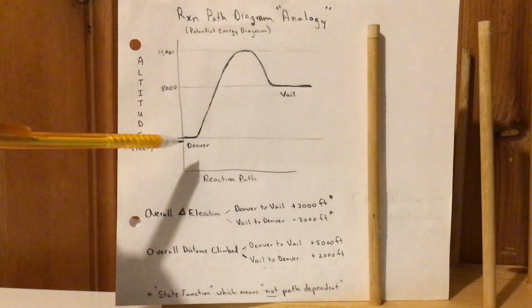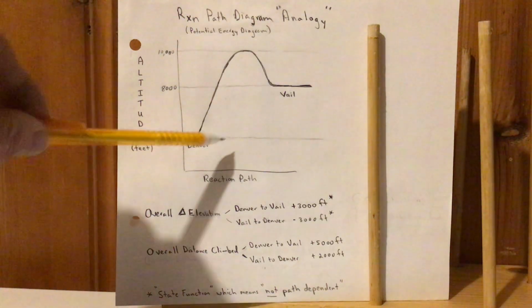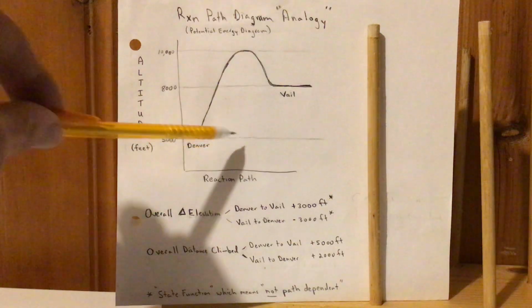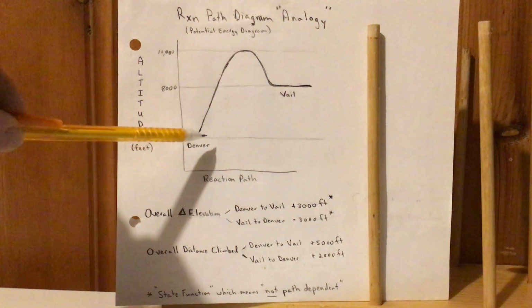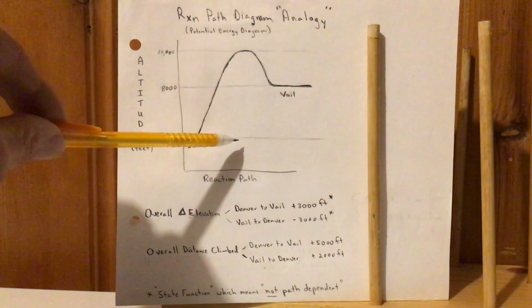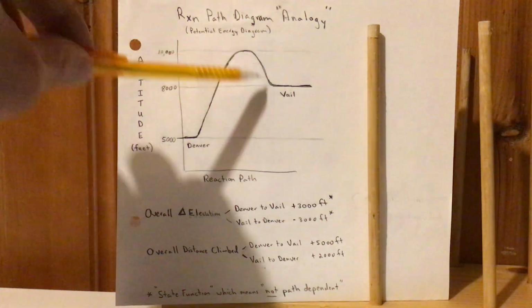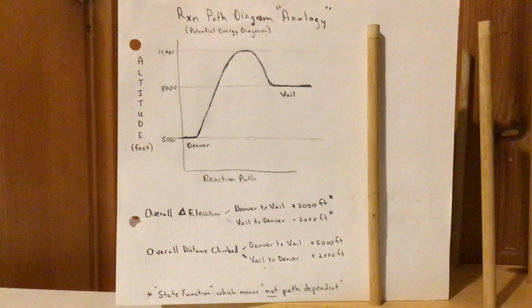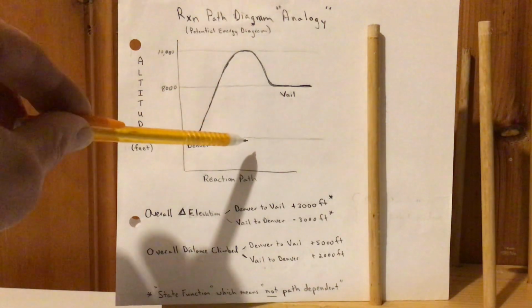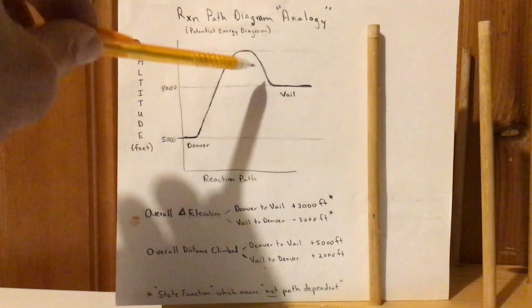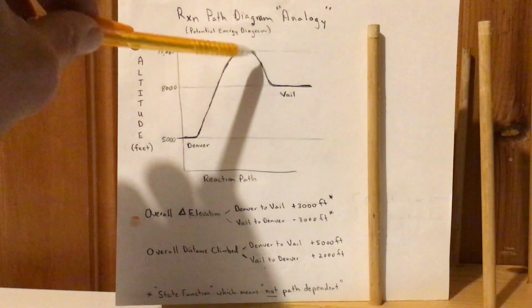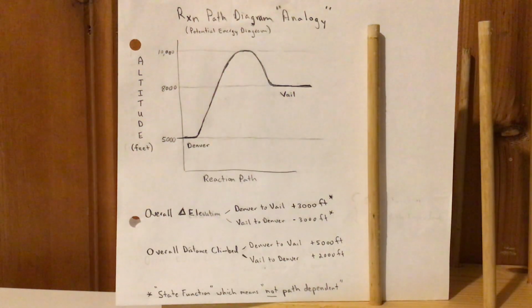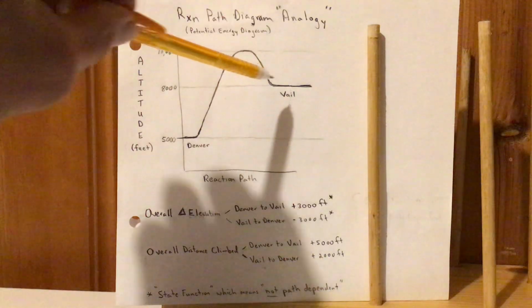Now let's say we take this particular path. How much energy would you have to apply before you could start coasting? You'd have to apply what? Enough to go up to 10,000 feet, and then you could start coasting. So we're going to say that the distance climbed would have to be 5,000 feet, from 5,000 to 10,000, before you could start coasting.